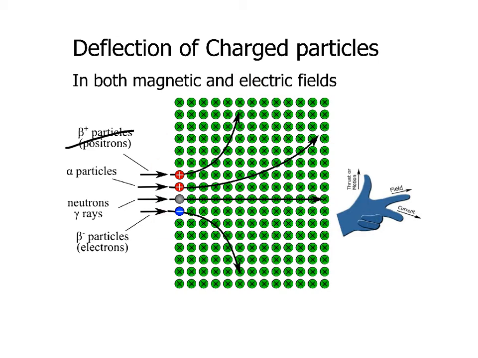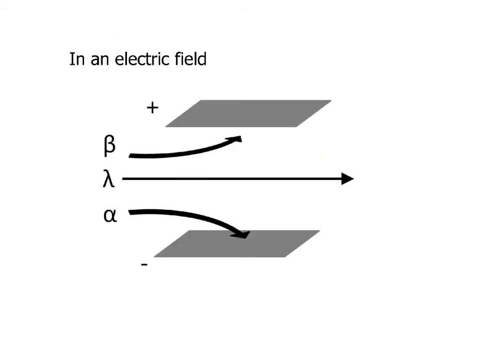Let's look really quick at the deflection in an electric field. And this one is much more straightforward than the previous one. Just recall that a beta particle has a minus charge, an alpha particle has a plus charge, and a gamma ray is neutral. So again, if you have two electric plates, one of them is charged positive and one of them is charged negative, then your gamma ray is just going to pass straight through without any change. Your beta particle is going to be attracted to the plus, so it will bend in this direction, and your alpha particle is going to be attracted to the minus, so it will bend in this direction.